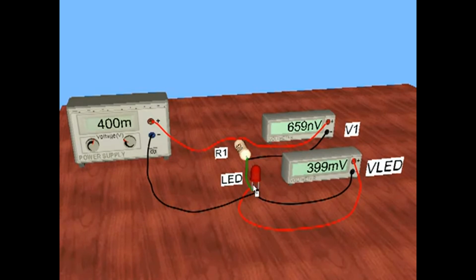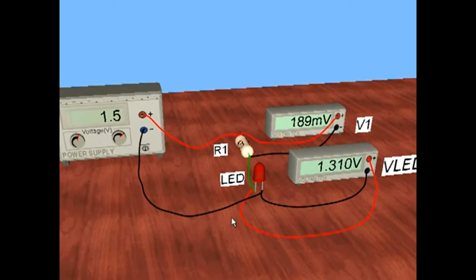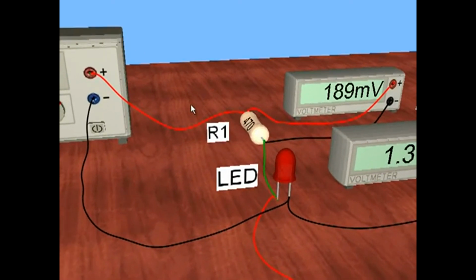That's because until the LED turns on, it has an extremely high resistance, so its share of the voltage will be very large compared to the share of the resistor. So I'm going to keep doing that, and you can see that almost all of the voltage from the source appears across the LED. And this will continue more or less the same until we get up to very close to 1.4 volts.